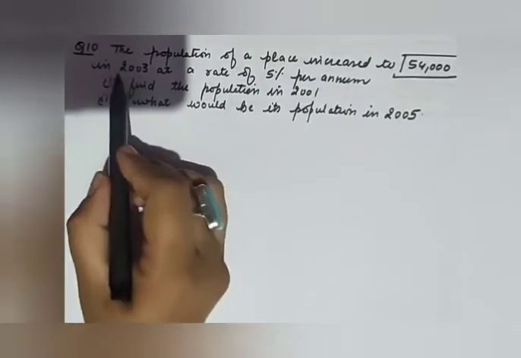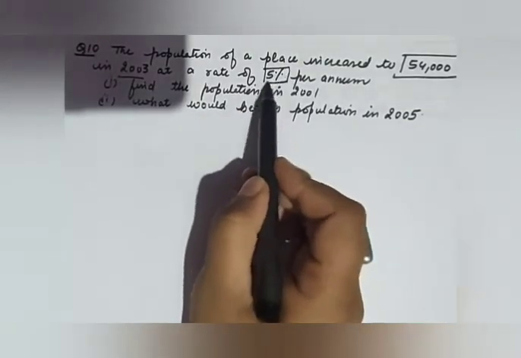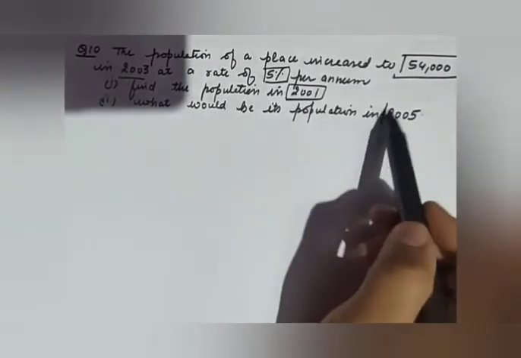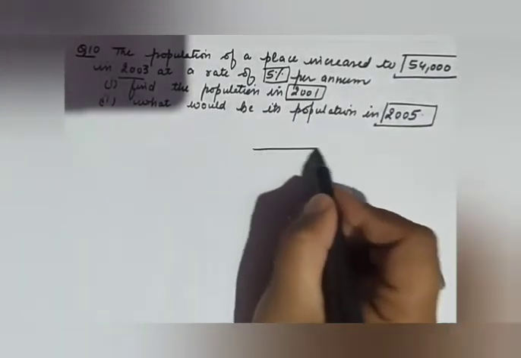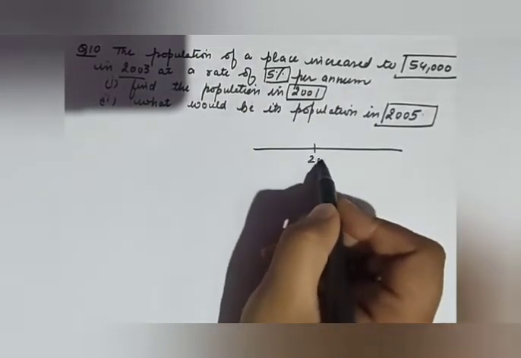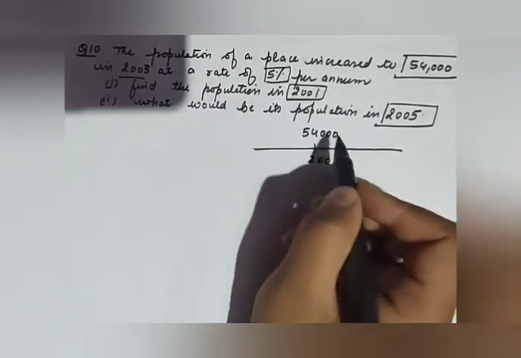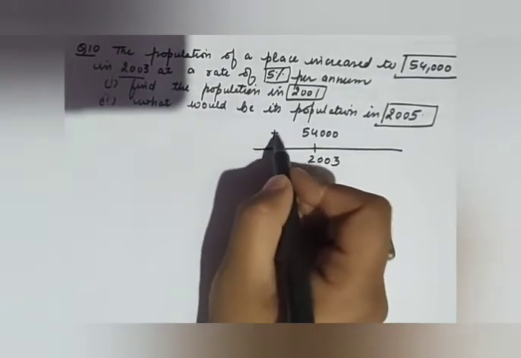The population, here it is said that the population of a place increased to 54,000, okay, in 2003 at a rate of 5% per annum. Find the population in 2001 and find the population in 2005. Students, I am giving you a situation, a timeline here. In 2003 the population is 54,000, okay, and it is increasing with rate how much? 5%.